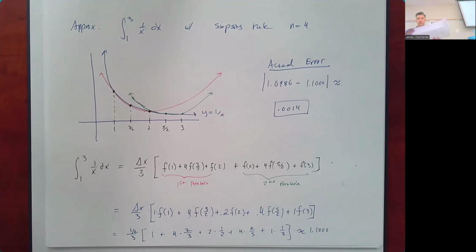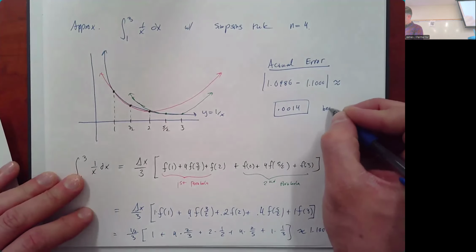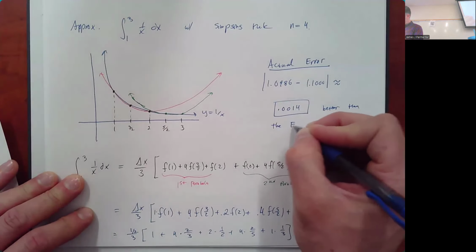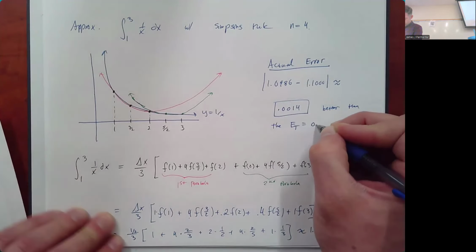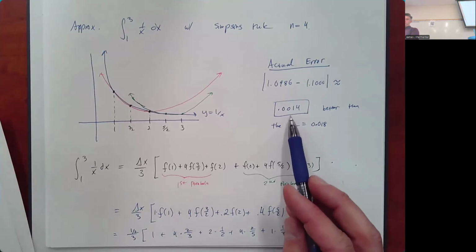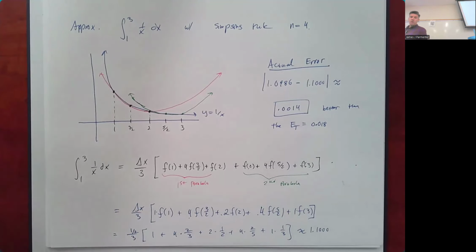Which, if you remember what our error was for the trapezoid method, our error was 0.018. So this is much better than the trapezoid error, which was equal to 0.018. Right? We're a whole 10 times better. We're a whole order of magnitude better. So Simpson's rule generally gives a better estimate, but it is clearly more work to compute.